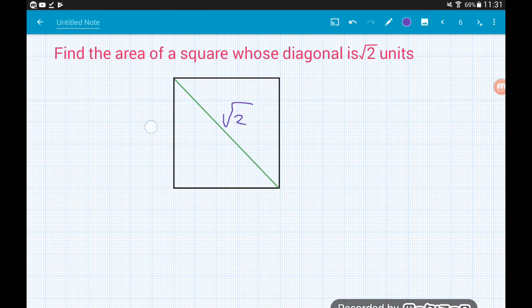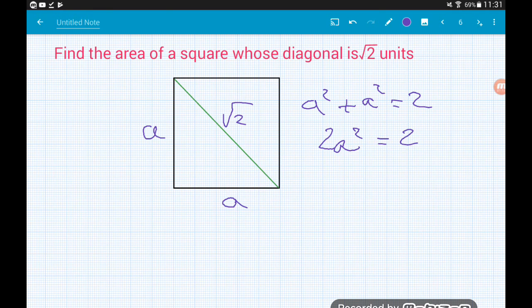So if we call both of these lengths A, we can do that because we know they're exactly the same length. Then we can play Pythagoras inside of this right angle triangle. So Pythagoras would tell us that A squared plus A squared is equal to root 2 squared. Now root 2 squared is 2. So A squared plus A squared will give us 2. Then if we divide by 2, A squared is equal to 1.